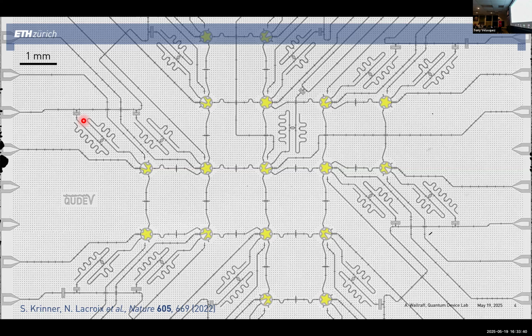In most of our experiments, we tend to use transmon qubits. Those are essentially qubits in which a Josephson tunnel junction, or a pair of Josephson tunnel junctions forming a SQUID, are shunted to ground by a capacitor. And this capacitor on these devices is formed by these yellow structures. You see 17 of those on this chip, and they sit in this square lattice arrangement.